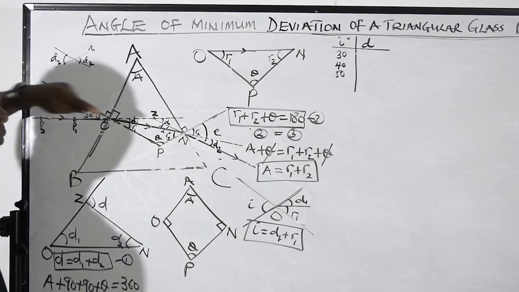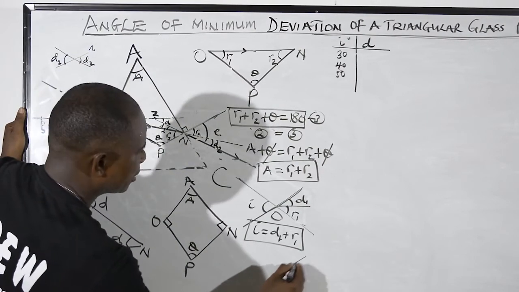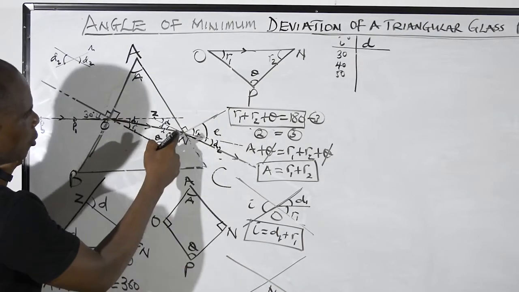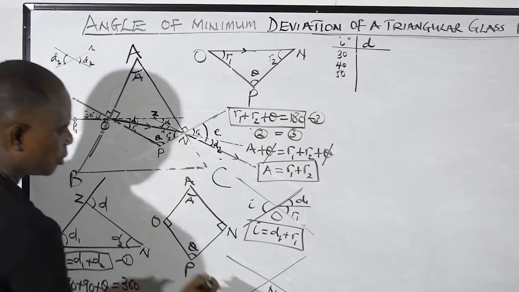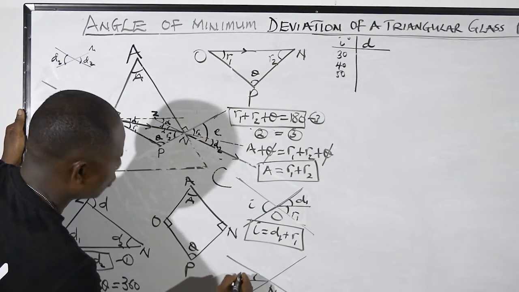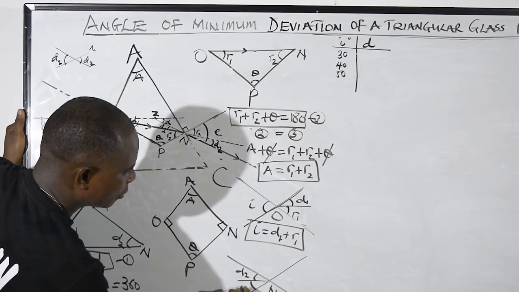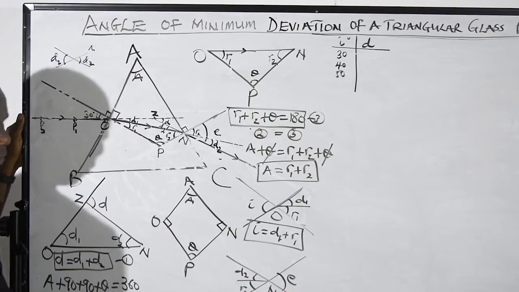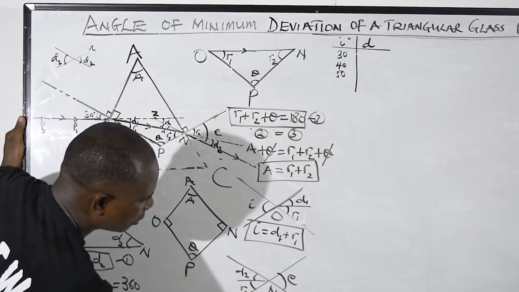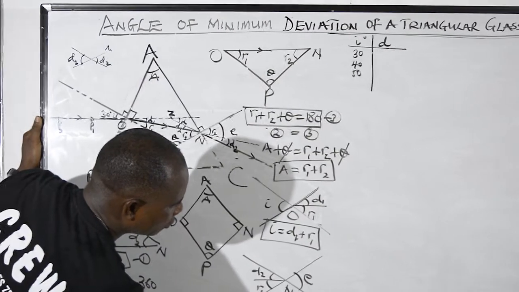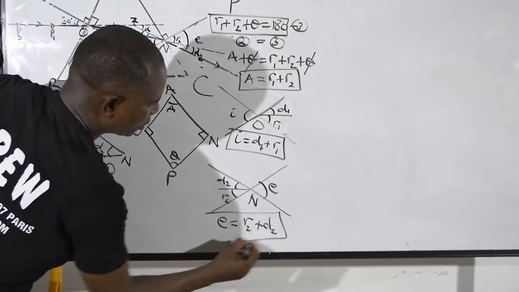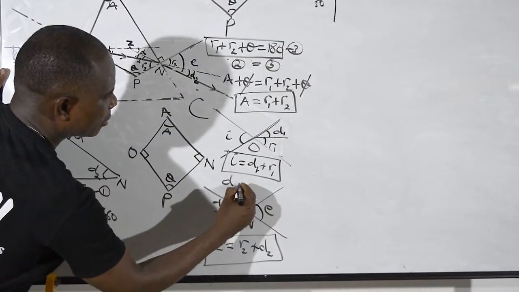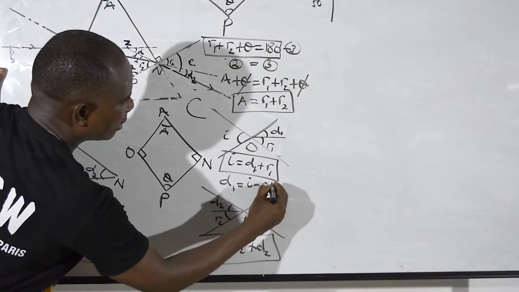So I can do the same for the angle of emergence. The angle of emergence is there. So this is N. And the two lines coming, this is D2 and R2. This is D2 and R2. And this whole angle is angle of emergence. So now I can say vertically opposite angle E is also equal to D2 plus R2. So I get that equation too. So now I can make D1 the subject of the formula here. D1 is going to be I minus R1. So I can keep that.